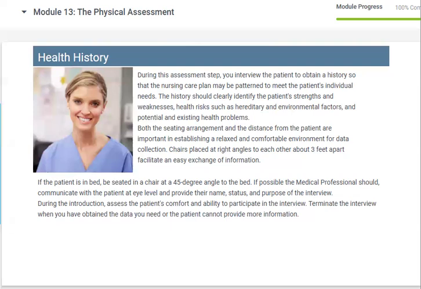If possible, the medical professional should communicate with the patient at eye level and provide their name, status, and purpose of the interview. During the introduction, assess the patient's comfort and ability to participate in the interview. Terminate the interview when you have obtained the data you need or the patient cannot provide more information.